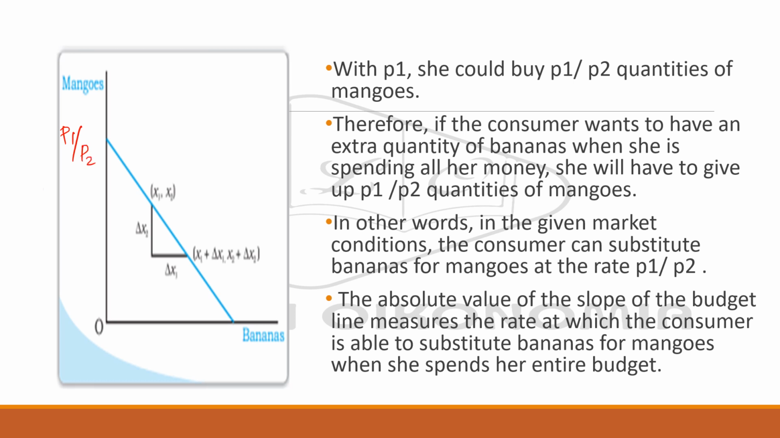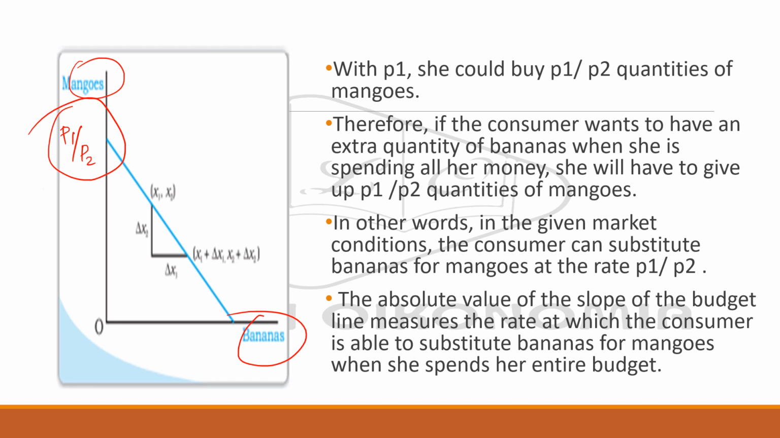And for the same reason, if the consumer needs to have an extra banana when this person has all the money, this person has to give up this much of mangoes. Okay, so that means the consumer will be able to substitute banana for mango at a rate which is equal to P1 by P2.